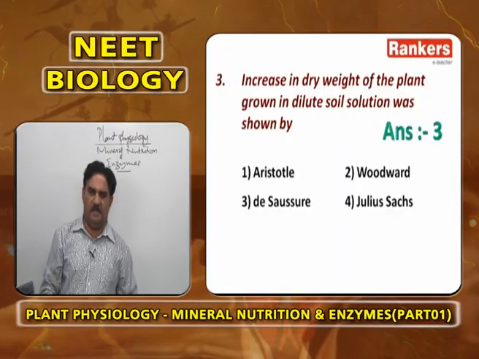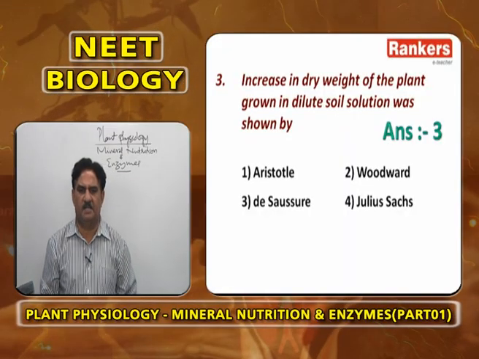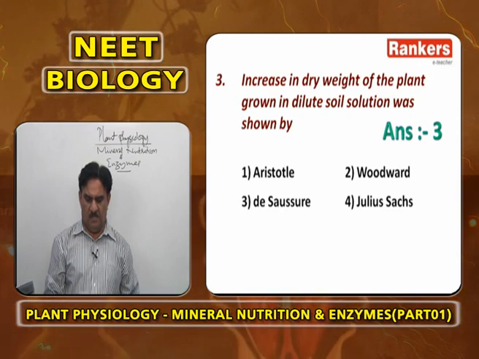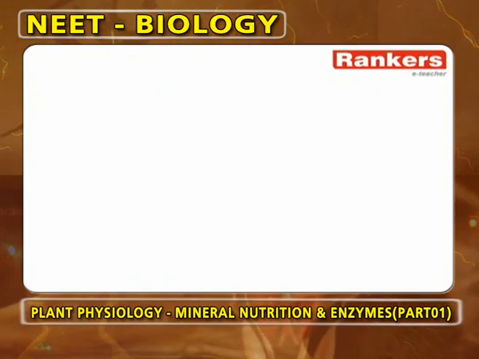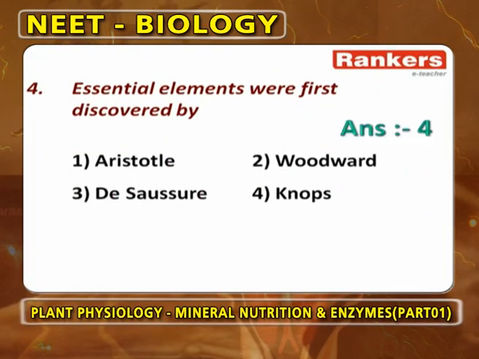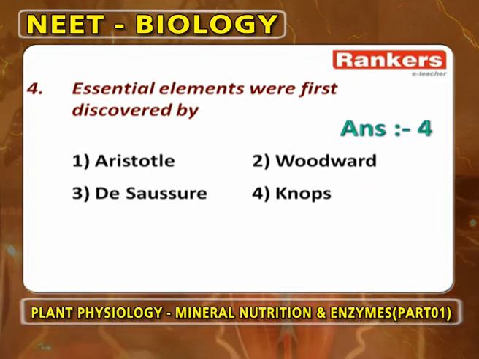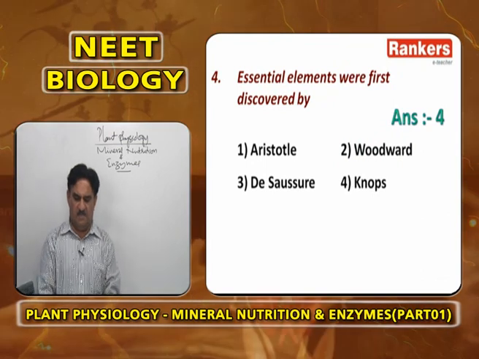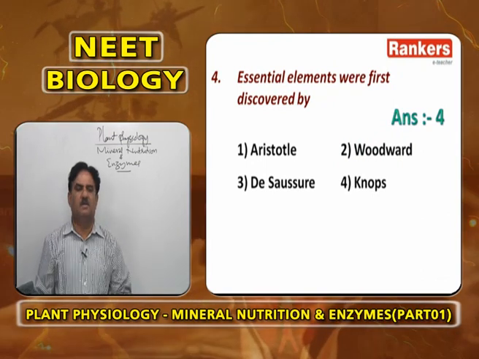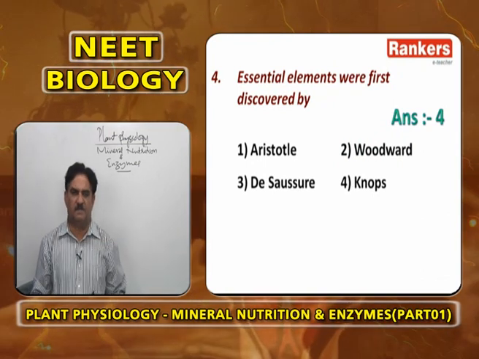Woodward, we just explained, conducted the experiment to prove that soil extract is important for plant growth. De Saussure is this one. So for this the answer is 3. Essential elements were first discovered by whom? Not by Aristotle, not by Woodward, not by de Saussure, but by Knop.